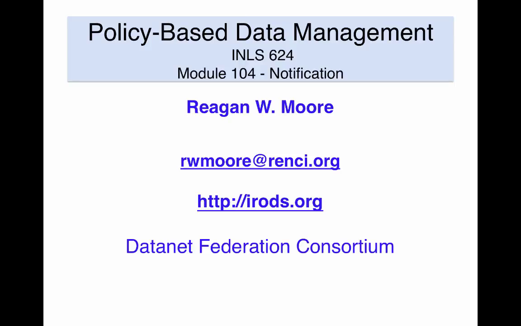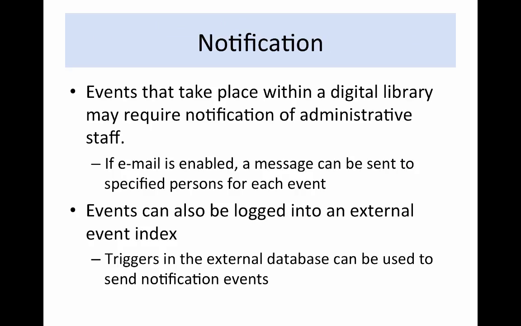A data repository requires mechanisms to notify the administrator when a problem is detected. Events that take place within a digital library may require notification of administrative staff. Examples include changes to a permanent collection, changes to access permissions, unauthorized accesses, or rule execution failures. There are multiple ways for an administrator to become aware of situations that may require intervention.